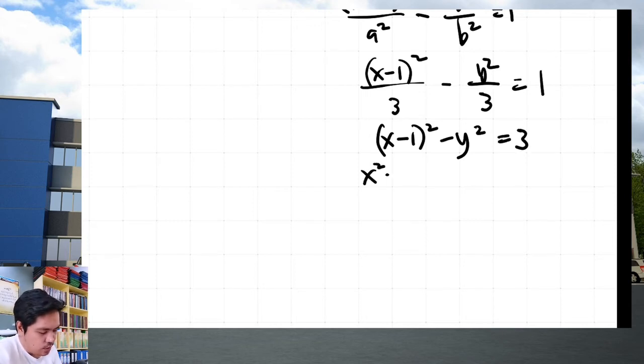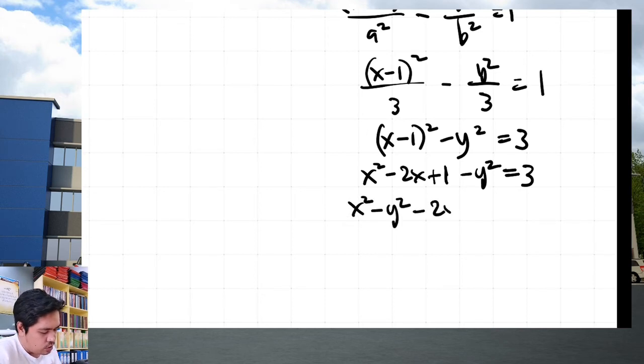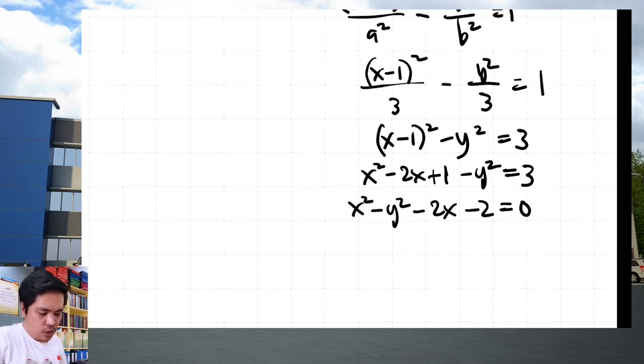So, x squared minus 2x plus 1 minus y squared equal to 3. Let's just arrange. We'll have x squared minus y squared minus 2x minus 2 equals 0. Okay. So this is now the equation of the hyperbola.